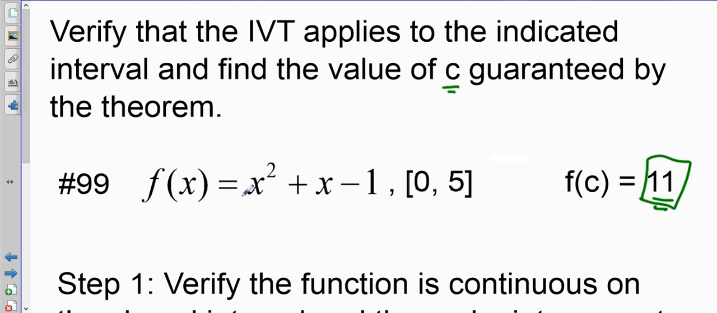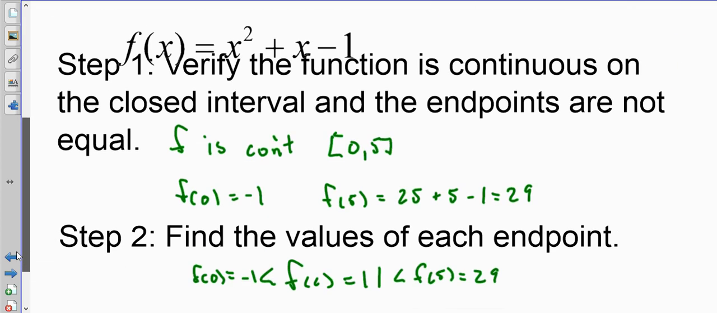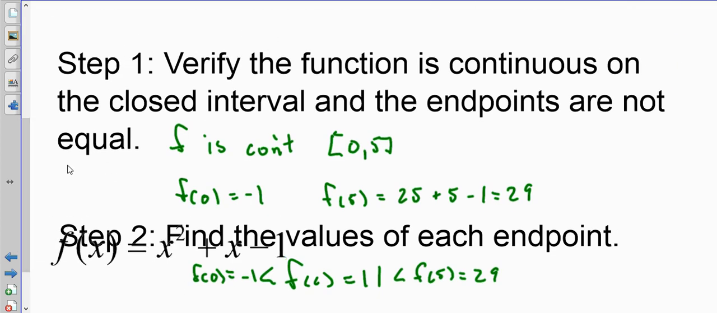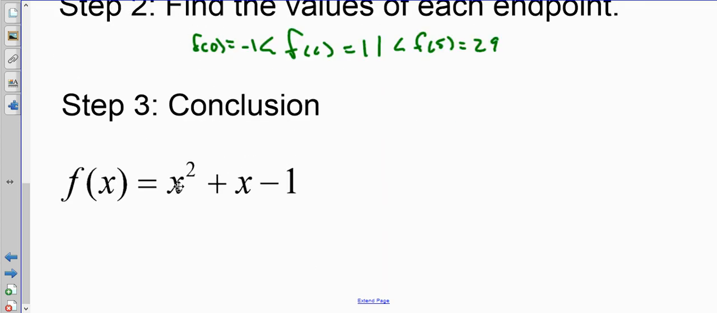So essentially now, we're going to take our function right here and solve to find out where it equals 11. That's what we're trying to figure out. So we're going to take this and set it equal to 11, and we're going to put in c in here. So c squared plus c minus 1 is set equal to 11. That's what we're trying to find: what are the c values that will equal 11?